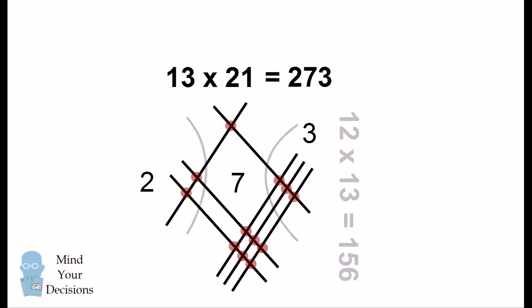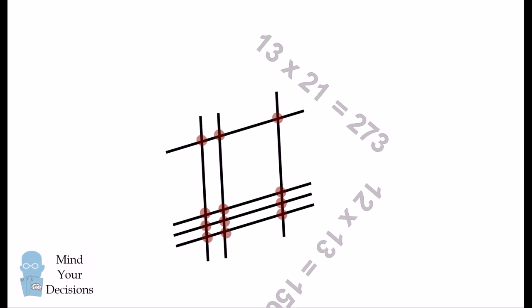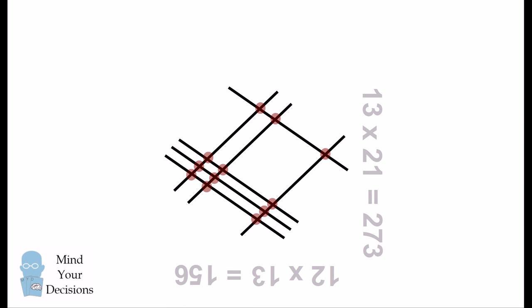And this is really cool. We've solved another problem from the same diagram we've already drawn. But we can even do more. Let's go ahead and rotate this diagram by 90 degrees once more. We now have a new diagram, and we can solve another multiplication problem.